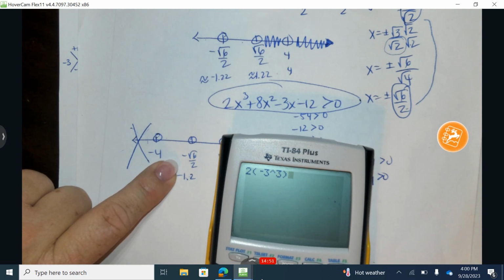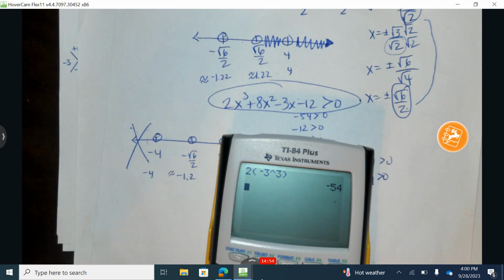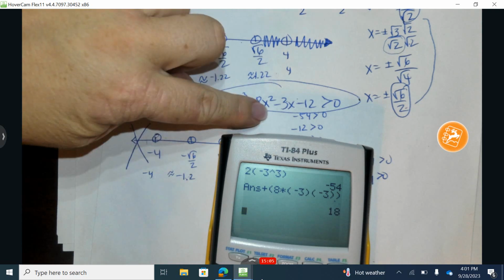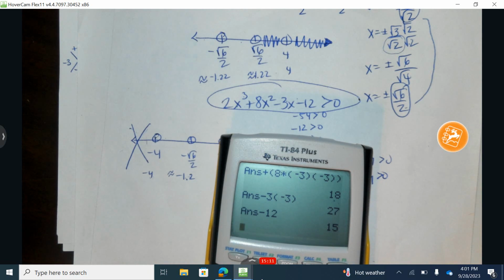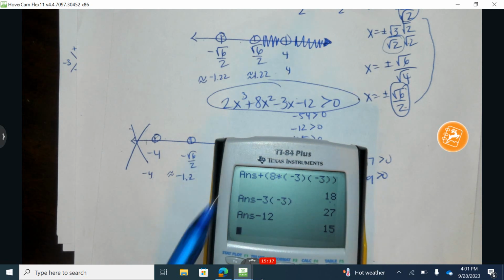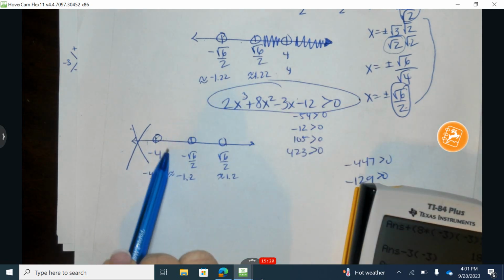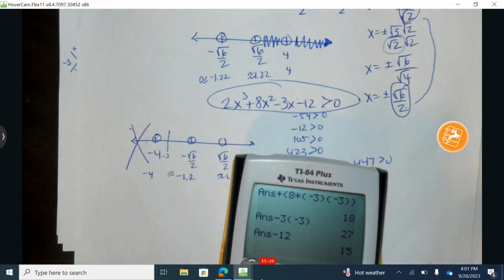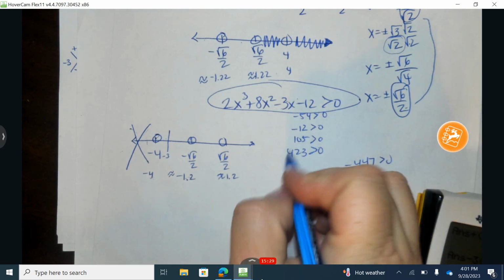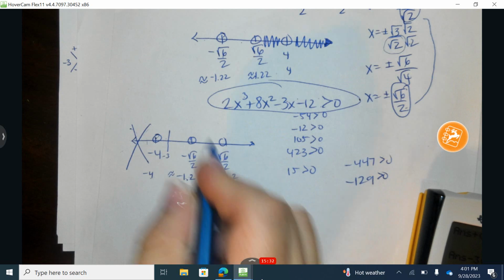Okay. I know in my mind that should be -54. Got it. Plus 8 times negative 3 times negative 3, because that's what negative 3 squared means. Okay, got it. Minus 3 times negative 3, minus 12. Okay, I get an answer of 15. So clearly I'm a little flustered, and as I'm plugging things in, I'm messing up. I chose the number negative 3, and when I plugged it in, I got 15. So 15 is in fact greater than 0. This is a true statement.